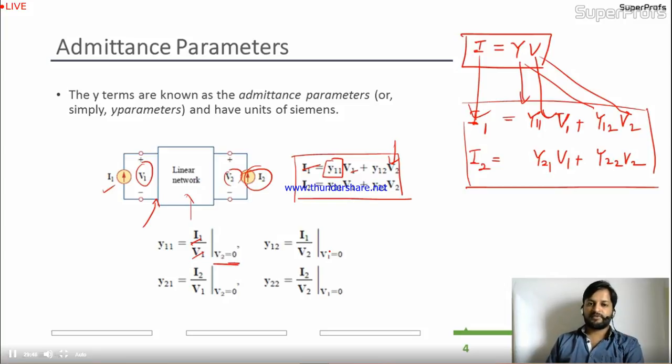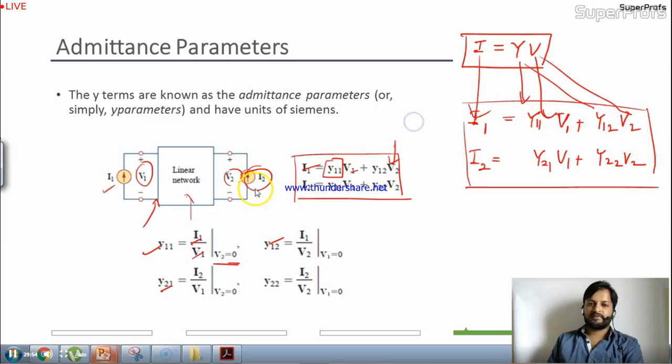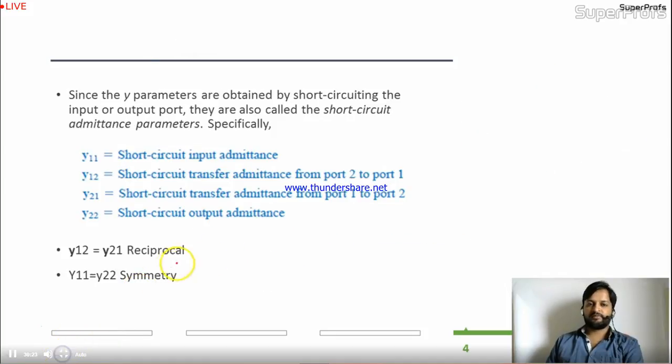So friends, if you observe, for calculating these four terms in the secondary or output stage, you are turning off the voltage. How to turn off the voltage? If you want to turn off the voltage, you will short it. Between these two points, if you want to turn off V2, you will short them. Because of this short circuiting, V2 becomes 0; there is no voltage difference. So I can say these are short circuit parameters also.